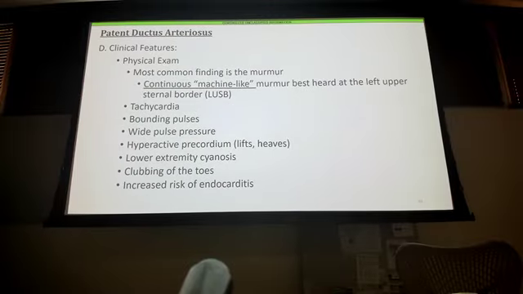On physical, the classic description of a PDA is this continuous machine-like murmur heard at the left upper sternal border. So over the pulmonic auscultation site, you're going to hear this continuous machine-like murmur. Continuous meaning both systole and diastole, you're hearing this murmur. Okay?